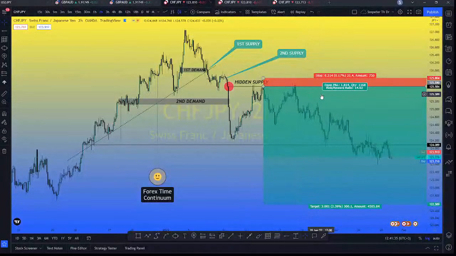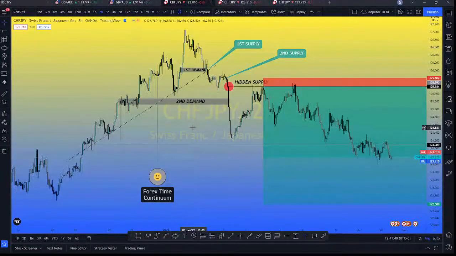This was a 1:14 reward setup. So you don't bargain. Especially this CHF JPY, this setup is present a lot.